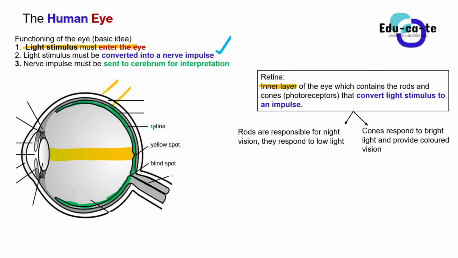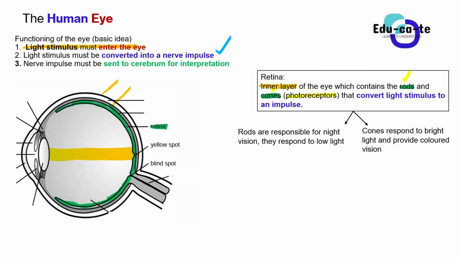So this layer, known as the retina, is the one that contains rods and cones. There are these things known as rods and cones. Collectively, we say that they are known as photoreceptors. What do receptors do? I remember that in my videos introducing neurons, I told you that receptors have a function of converting a stimulus into an impulse. So the rods and cones are known as photoreceptors.